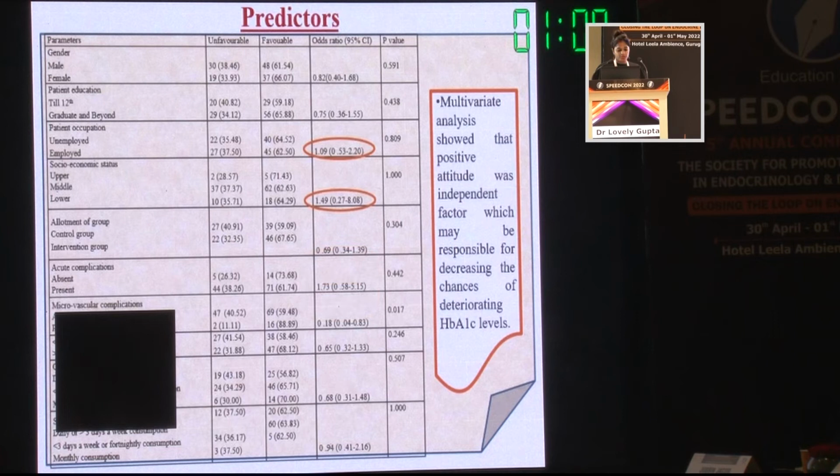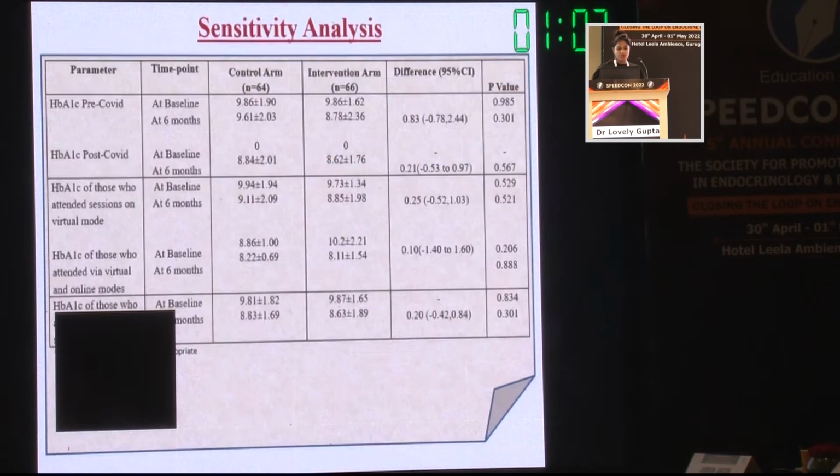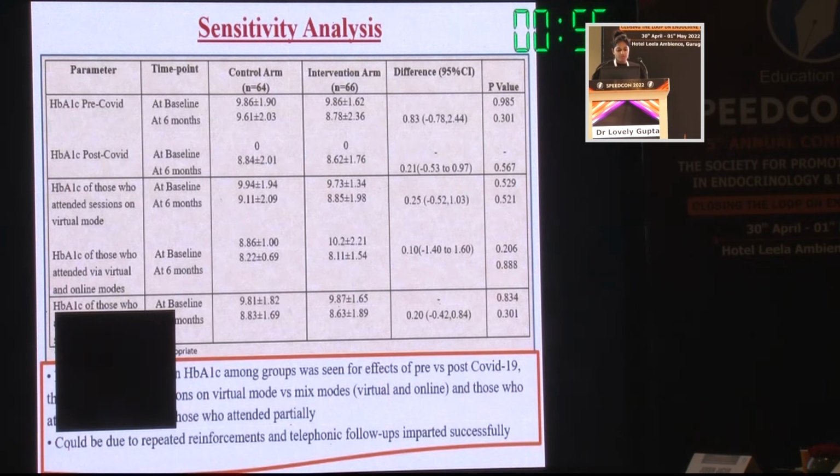Bivariate analysis also showed that employment and low socioeconomic status had higher odds of favorable outcome, which was more than 0.5 reduction in HbA1c. Sensitivity analysis was done because of pre-COVID and post-COVID effects. There was no significant impact on HbA1c for pre versus post-COVID, for those who attended sessions in virtual mode, because we shifted to mixed modes, like online mode, for the people who were left for the intervention, and for those who attended all the sessions versus those who attended partially. That could be because repeated reinforcements and follow-ups were given by me on the telephone.